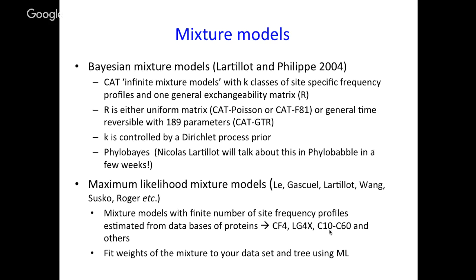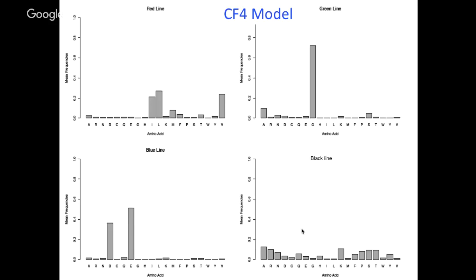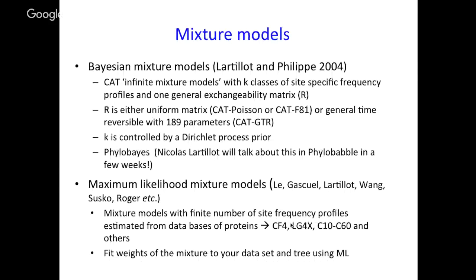The well-known models here are things like the C4 model and the LG4X model, which is actually four different rate matrices mixed in with rates of evolution. So this is a unique type of approach. Then Le, Gascuel and Lartillot came up with the C-series models, where you have mixtures of 10 classes up to 60 classes based on a database of site types. These are frequency profiles that you will tend to see in the database, and that you can now fit to your own data.